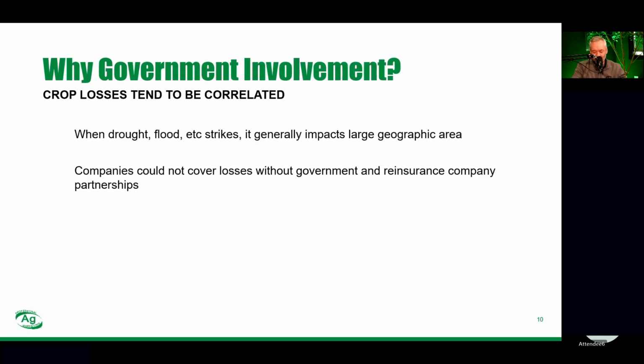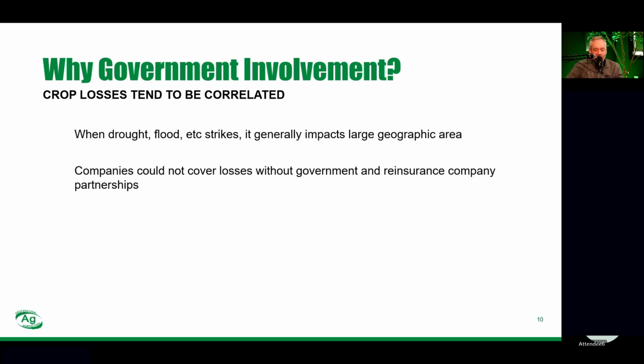So why is the government involved? Also a common question I get. The biggest reason is because a crop insurance policy can have a lot of dollars tied up in an area, and if the liability or the coverage provided was by a sole company and something happened in that area, the losses would be too catastrophic for that company to sustain paying claims and staying in business, right?